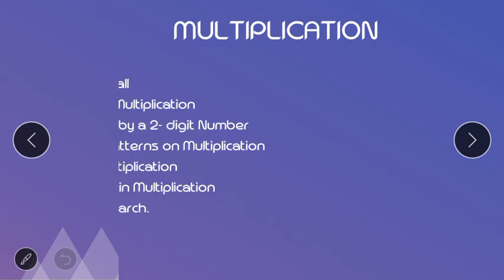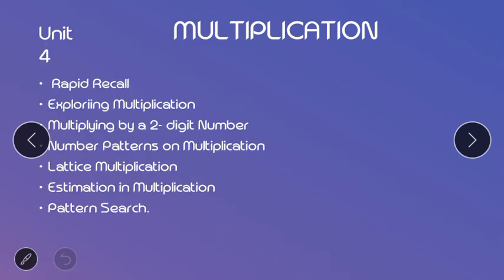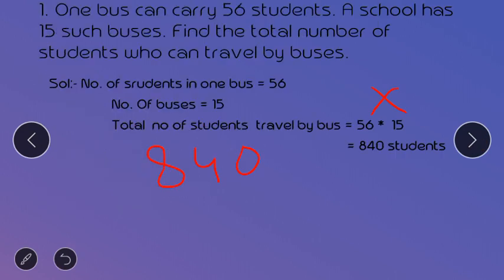In your previous classes, you have learnt under unit 4 multiplication, rapid recall, exploring multiplication, multiplying by 2 digit. In this topic, you had learnt up to question number 2. Today we are going to do question number 3. This is question number 3, the solve question given on page number 52.